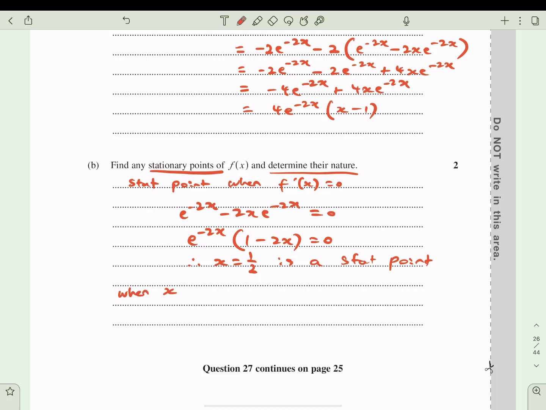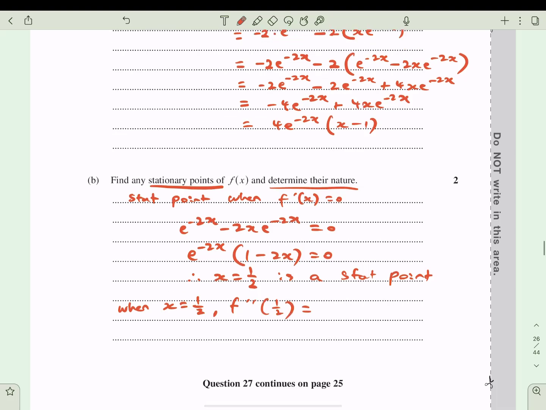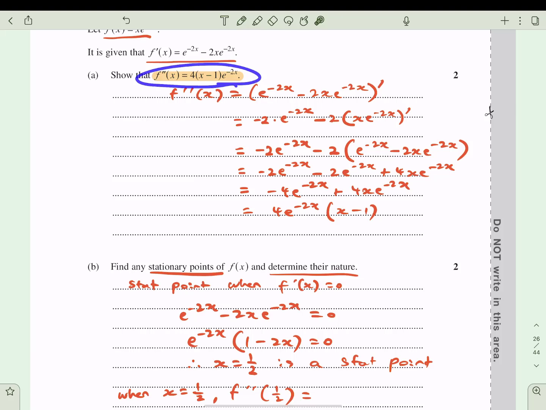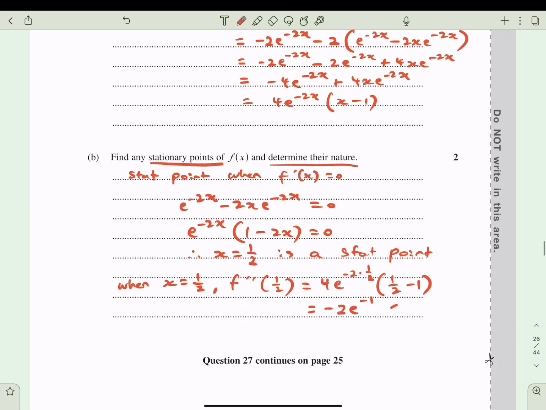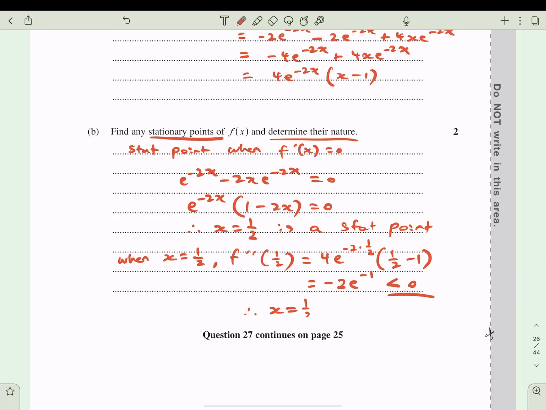So, when x equals a half, f''(1/2) is going to equal, looking back at our double derivative equation, 4e^(-2 times half) times (half minus 1). That's going to equal negative 2 times e^(-1). And that's going to be a negative number, so less than 0. And if it's less than 0, that means it's concave down. And therefore, x equals a half is a maximum turning point.